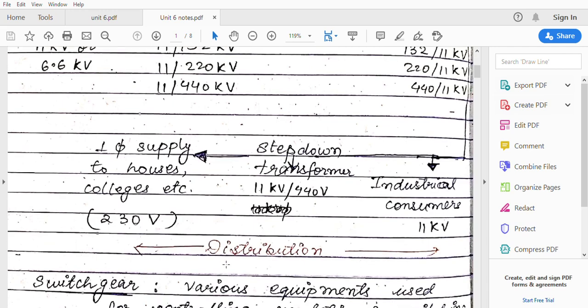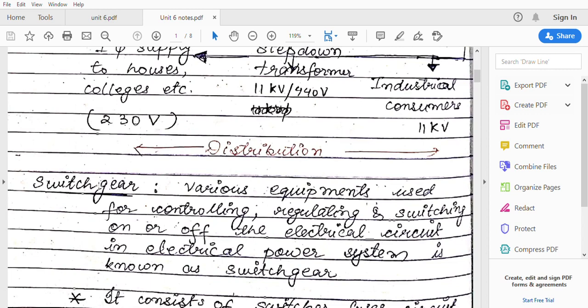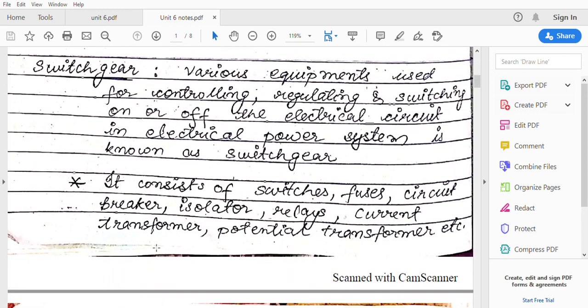Now this power system needs to be protected, so we use switchgear. As the name suggests, switch and gear: with the help of switches we are going to control and regulate. The various equipment used for controlling, regulating and switching on or off the electrical circuits is called power switchgear in an electrical power system.